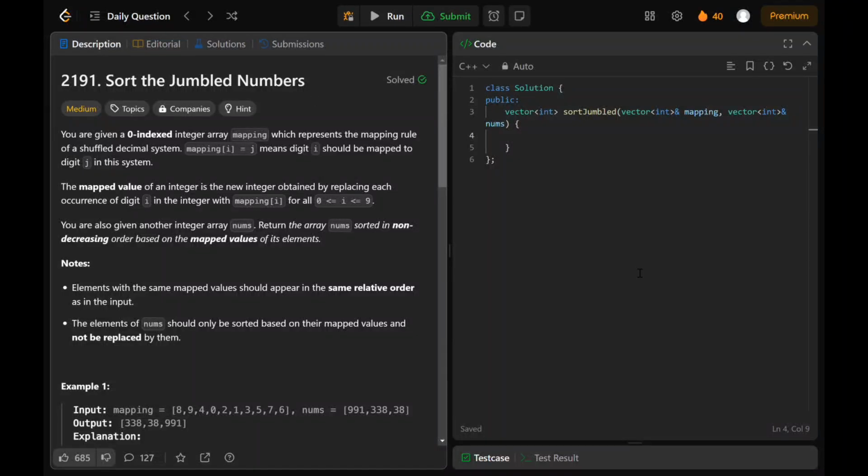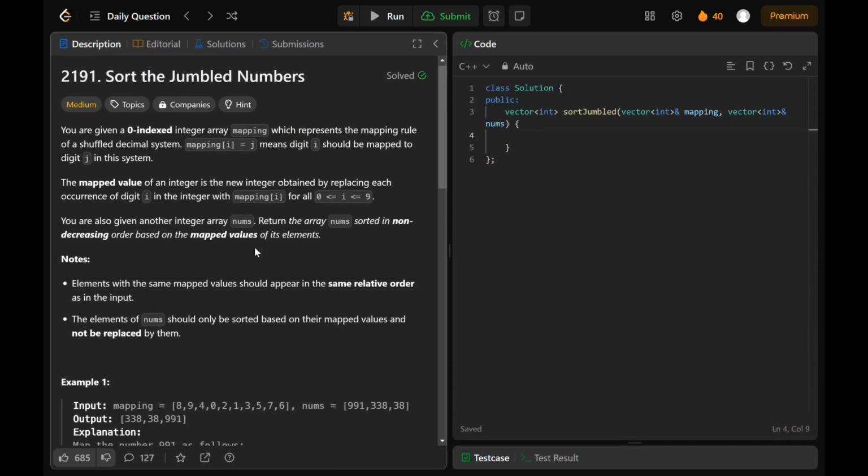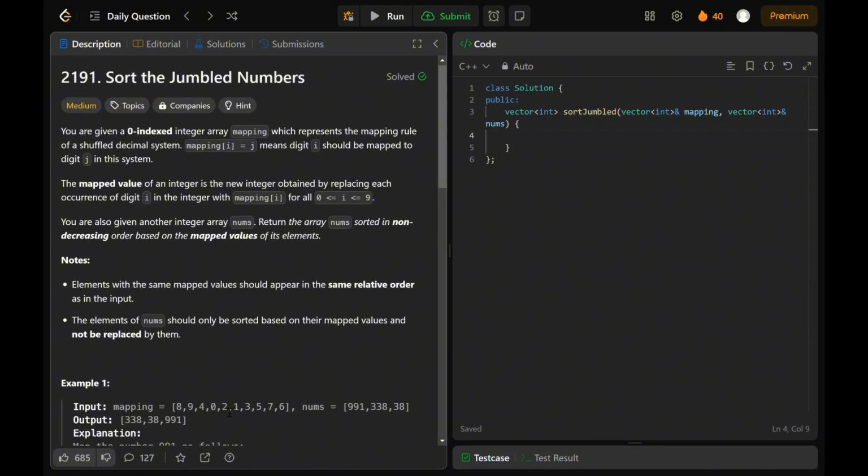This is day 35 of our Leetcode daily question series, and today's question is sort the jumbled numbers. In this question, we are given two vectors or two arrays, mapping and nums. Now, what we need to do is sort this nums array on the basis of the values mapped by these values from this mapping array.